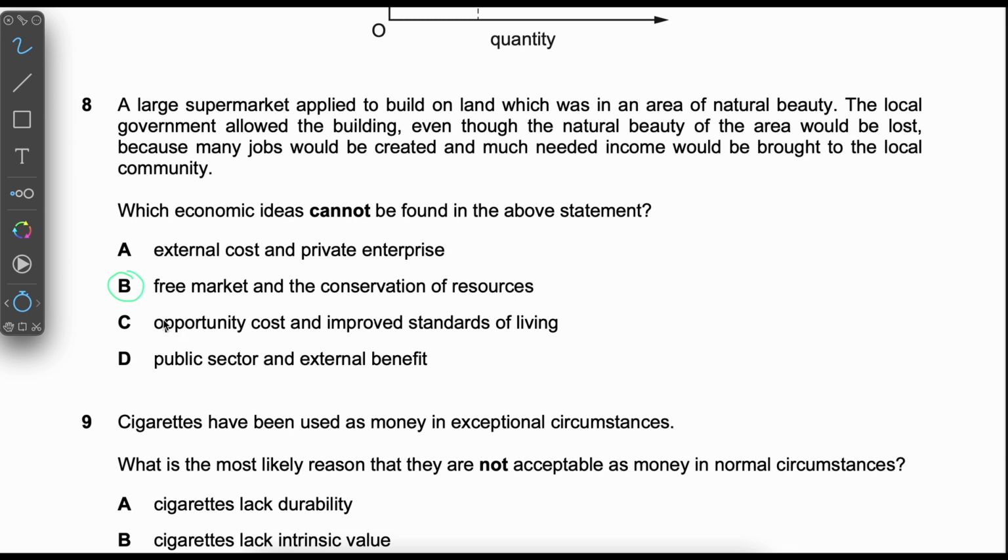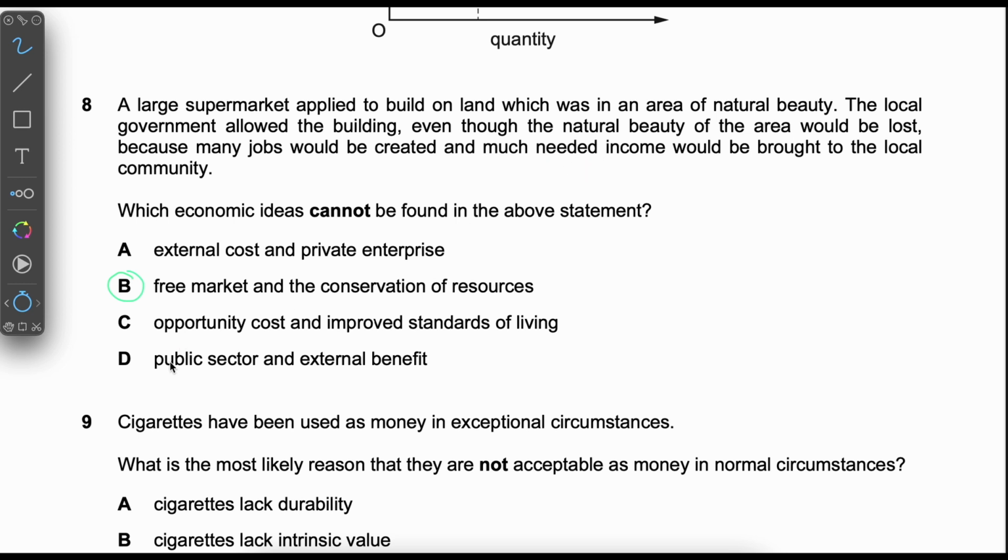Let's go through the others. Opportunity cost and improved standards of living. Opportunity cost would be the fact that this area of natural beauty could be used for another purpose. There is always an opportunity cost. There is a choice that's going to be made. So there is a next best alternative that will be foregone. And improved standards of living. Many jobs would be created that would improve standards of living.